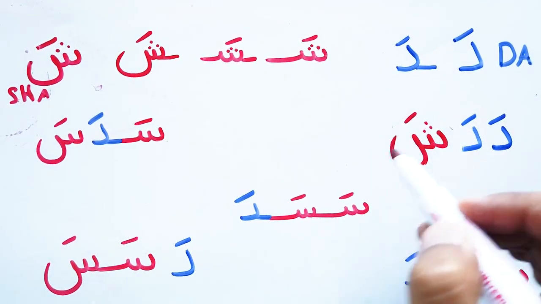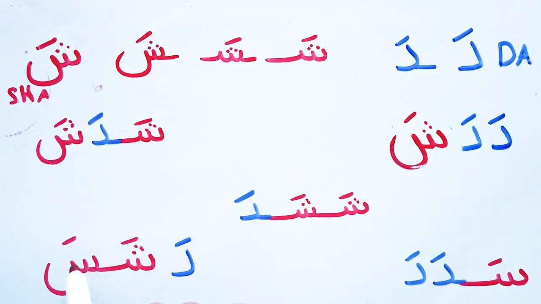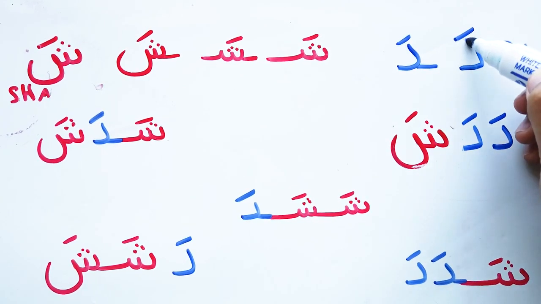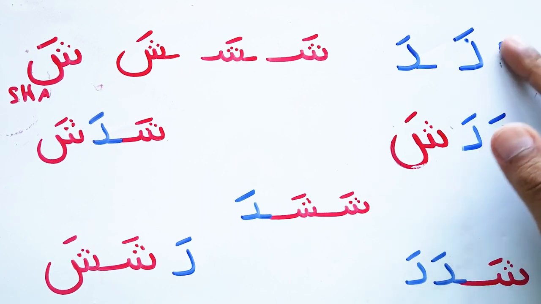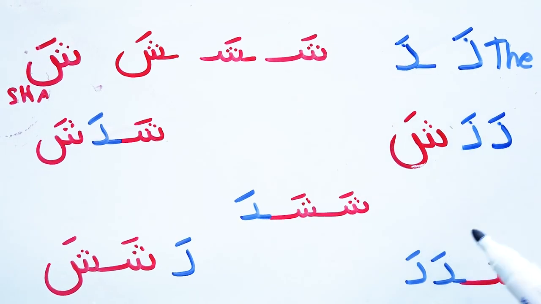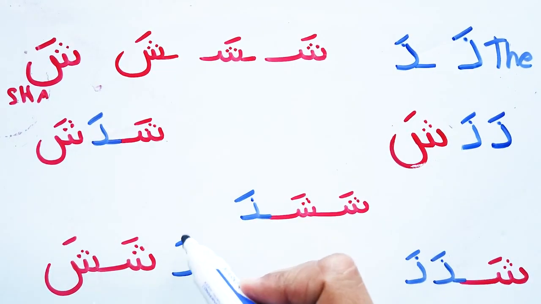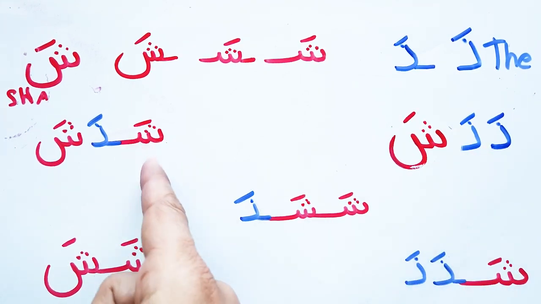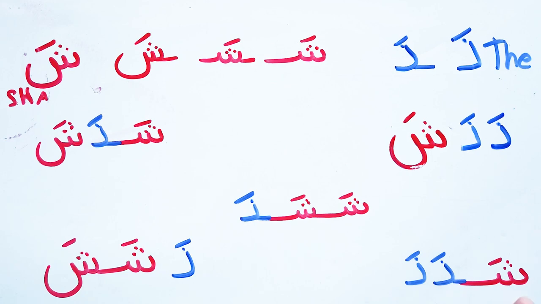Let's add here, sh, sh, sh. And now let's add this dot here on this one, and now it is the. Let's change it. It is the. The same thing. So we have the sh, the sh, the sh. The same idea. The shapes are different based on the position of the word.